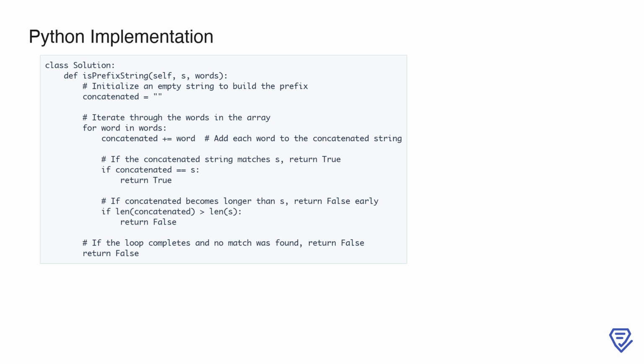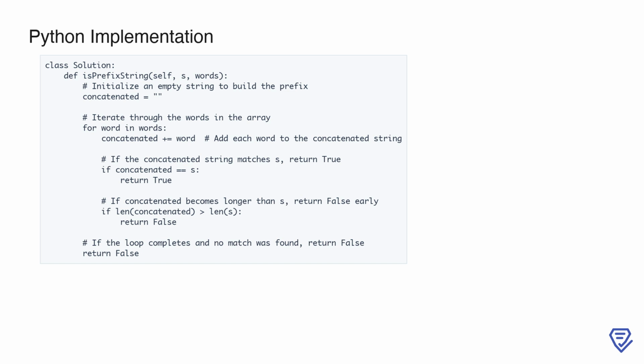Edge cases handled. Empty words array: the function will return false since no prefix can be formed. When s is an empty string, the function will return true, as an empty string is a prefix of any array. When s is longer than the concatenation of all words, the function will return false.